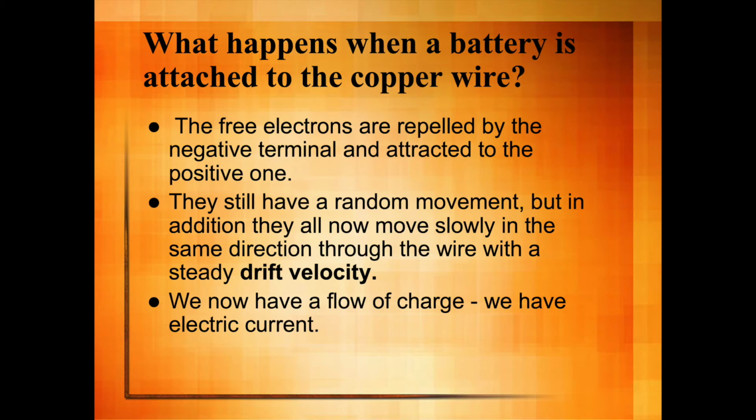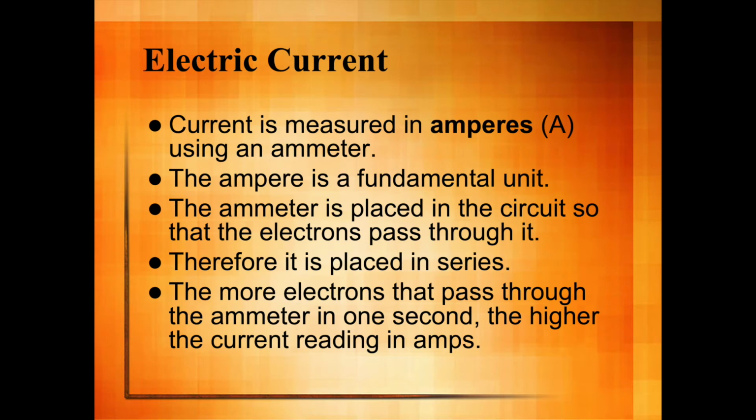But because you have the negative terminal of the battery repelling the electrons, those electrons start to move in a uniform direction together, and that's your drift velocity. And that's what is creating our electric current. So we have those electrons moving, and then we have a current that is created at that point.